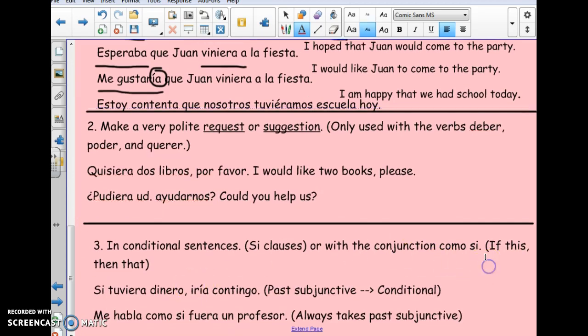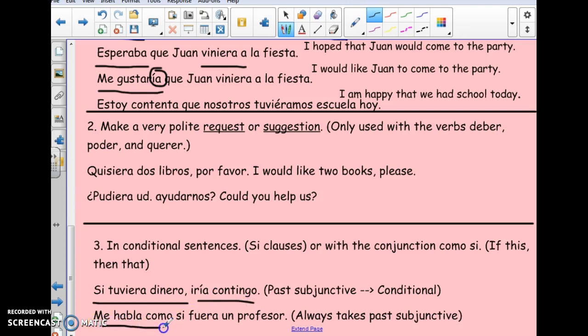And then more frequently, you'll see things like this. It says 3 in conditional sentences, si clauses, or with the conjunction como si, which means as if. So these sentences are things like, if I had money, I would go with you. Or he talks to me as if he was a teacher. So those as if type situations, if I had money, if he was a teacher, those are going to cause you to use the imperfect subjunctive.